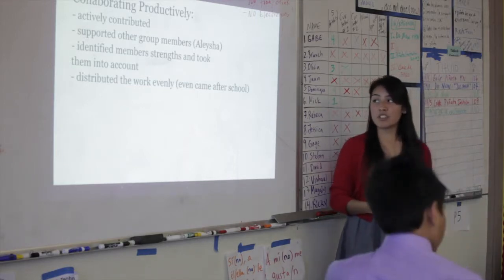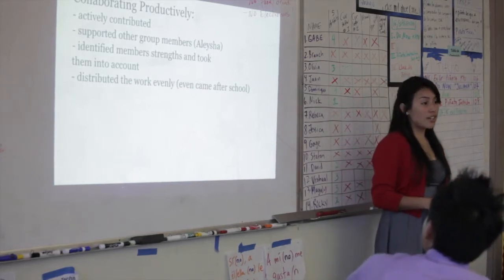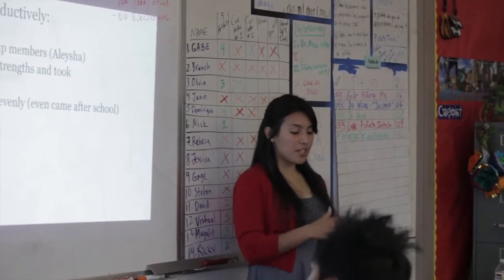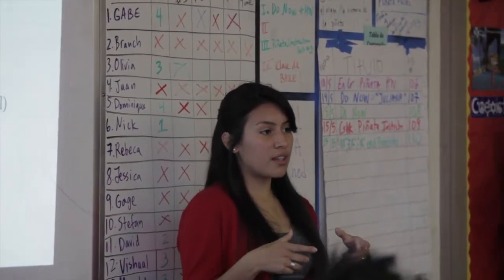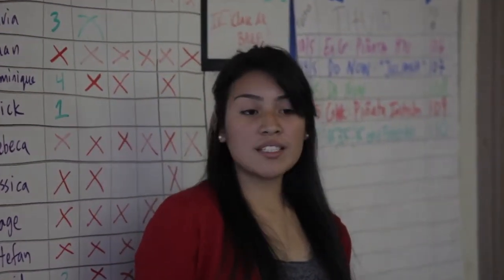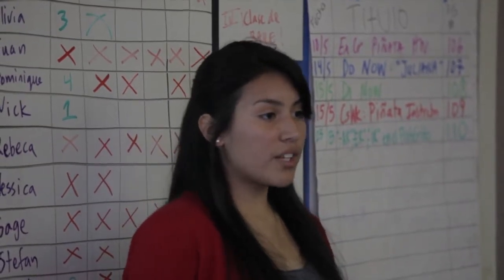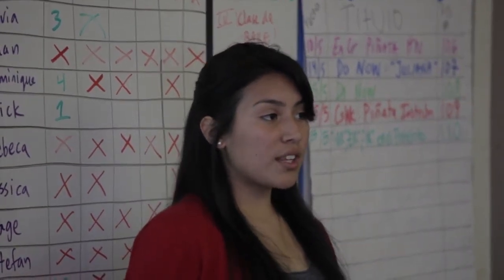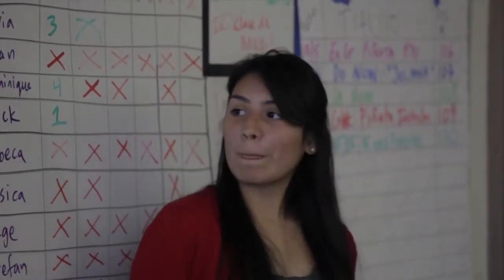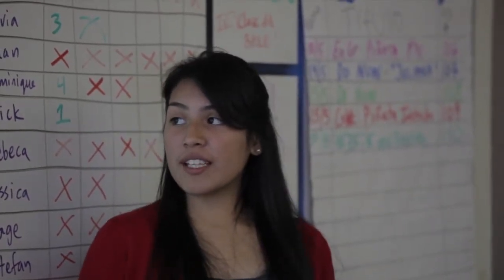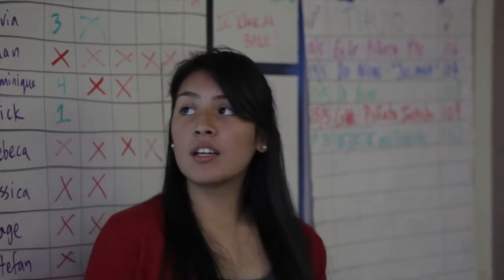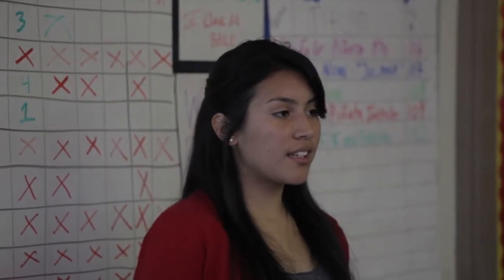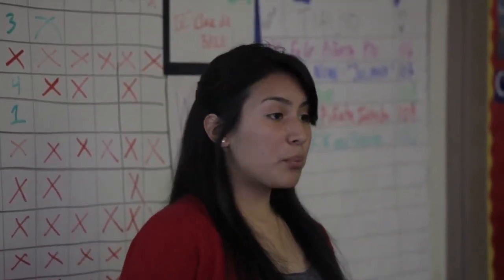I also identified members' strengths and took them into account. So I noticed that one of our group members was really good at collecting the data and really good at making sure that the experiment and the lab were set up the way they were supposed to be. That helped me realize that I can assign them that task so I don't have to do everything. And then I realized that my strength is recording all the information and explaining it to them so that they're later able to do their own lab report. We distributed the work evenly. We even came after school, as I said, and so this all worked in collaborating productively, because in order to get this project done, we had to work in a way where we were going to be productive.